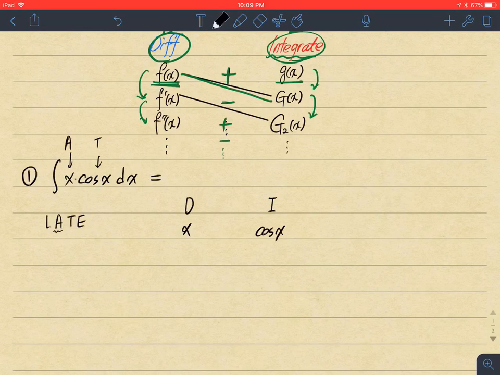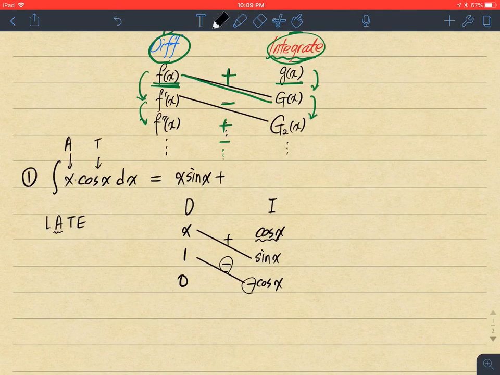What are you going to do? You just take the derivative of x until it becomes 0. So derivative of x is 1, and then 0. And you take the antiderivative of cosine x, which is sine x, and then minus cosine x. You connect those two with plus, connect those two with minus. That's it. x sine x, minus becomes plus cosine x, plus constant. Simple as that.